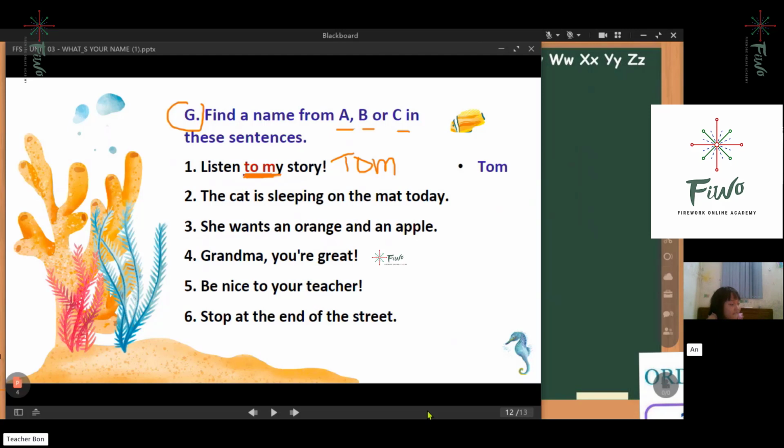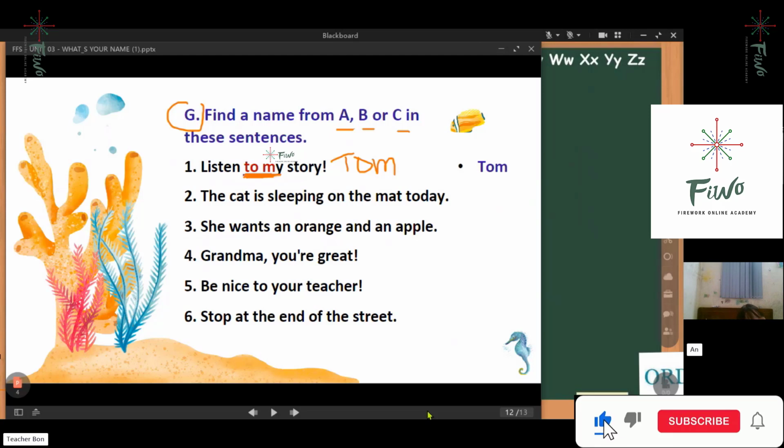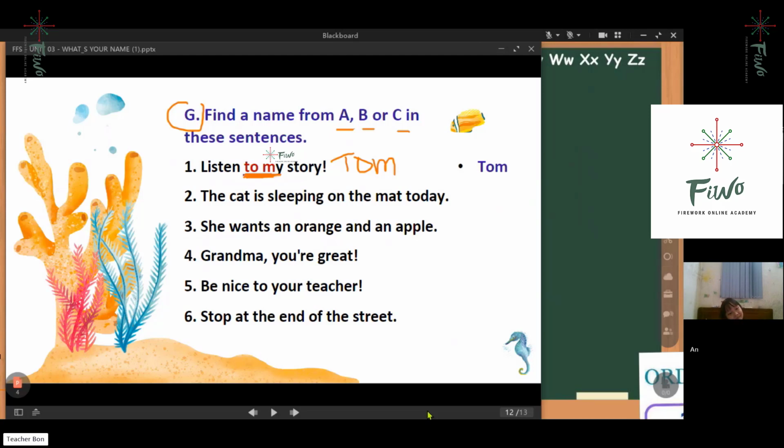Okay, next, number three, please read. She wants an orange and an apple. Okay, what name of a person can you find in this sentence? Name of a girl. Anna. Correct. This is Anna.